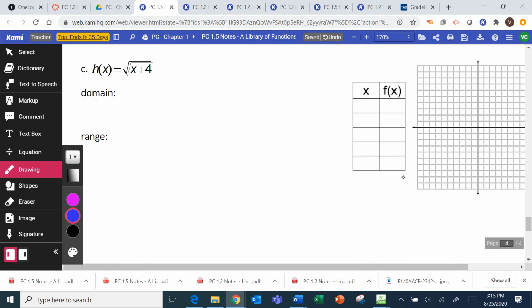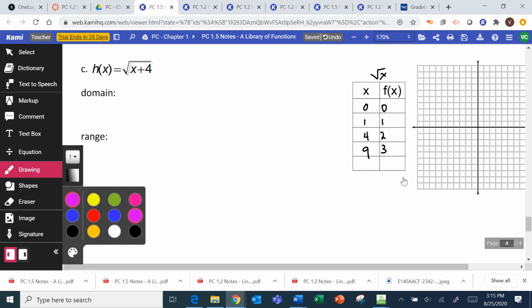All right, square root of x plus 4. So I'm going to start with my square root parent function. The square root of x, I'm using 0, 1, 4, 9, 16. Doesn't even fit on there, so I'm not going to bother. And then 0, 1, 2, 3.